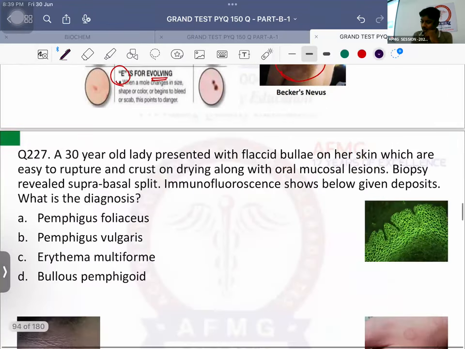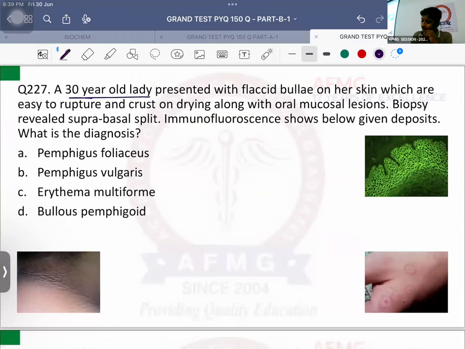Question number 227. A 30-year-old lady presented with flaccid bullae on her skin, which rupture easily. Flaccid bullae. Young patient. Easy to rupture. Crusted on drying, along with oral mucosal lesions. Okay. A biopsy revealed a suprabasal split. Immunofluorescence shows the deposits given below. What is the diagnosis? So it is a case of pemphigus.